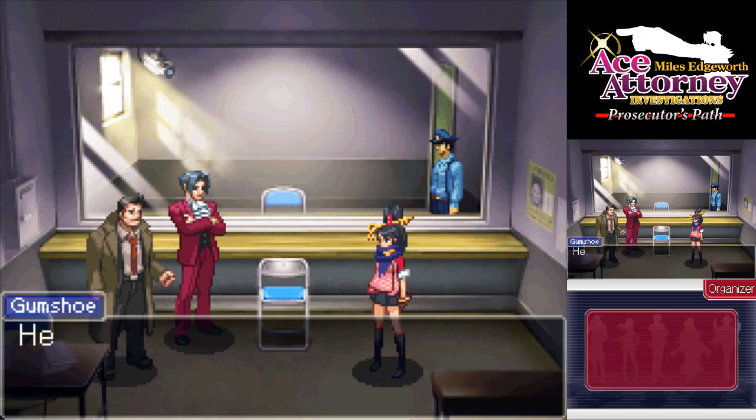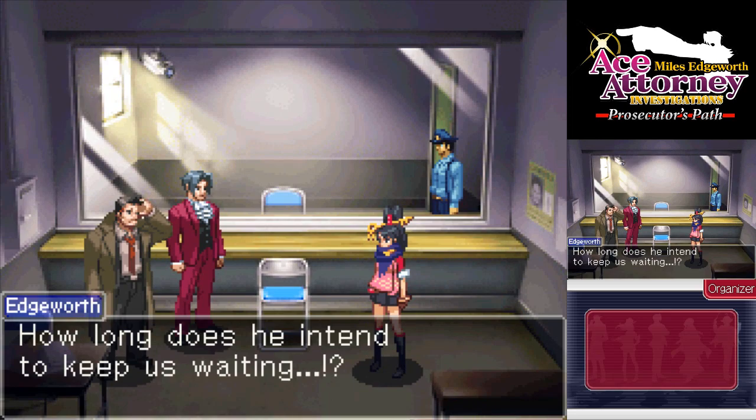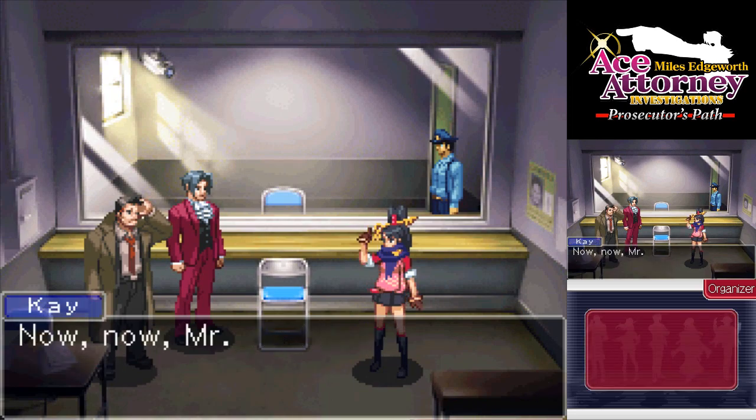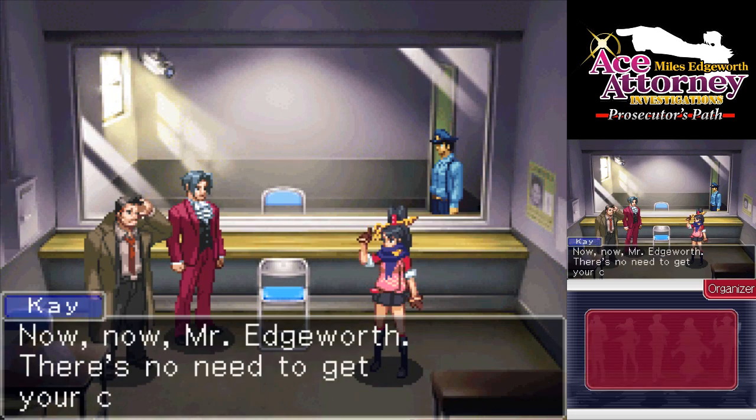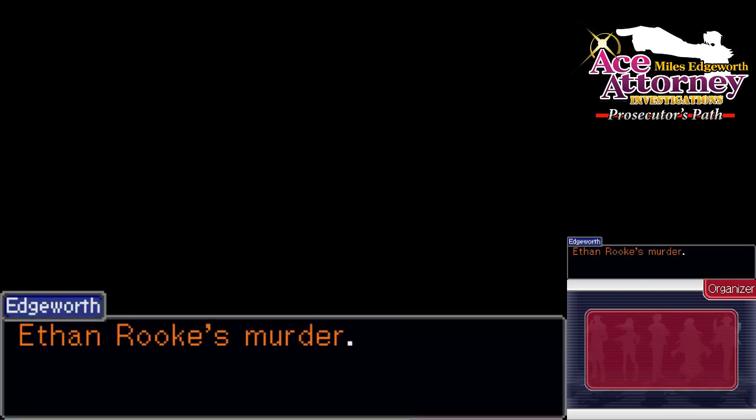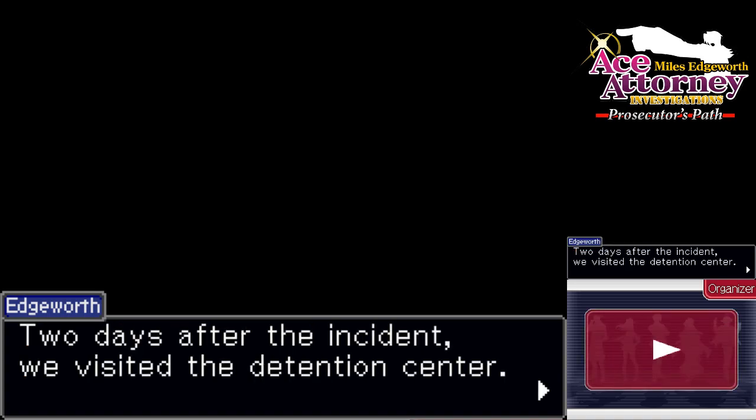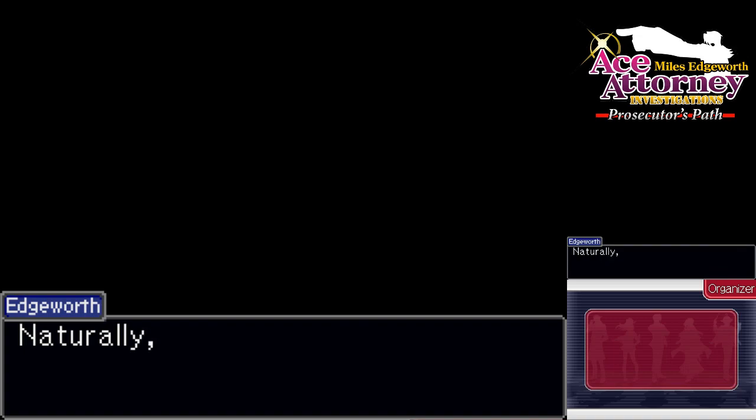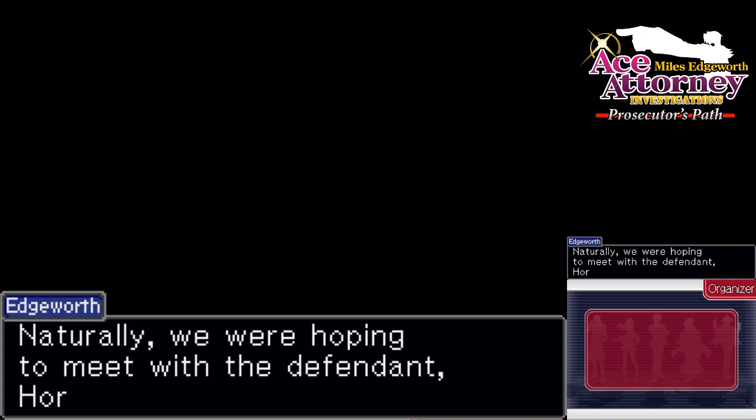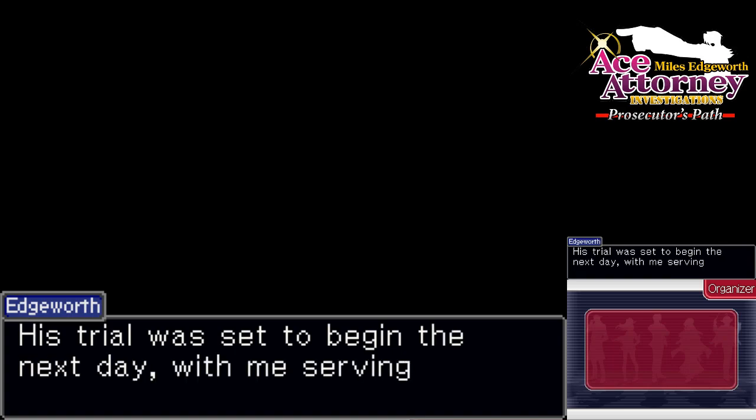He's not coming. He's not coming, sir. How long does he intend to keep us waiting? Now, Mr. Edgeworth. There's no need to get your cravat in a twist. Ethan Rook's murder. 2 days after the incident, we visited the detention center. Naturally, we were hoping to meet with the defendant, Horace Knightley. His trial was set to begin the next day, with me serving as the prosecutor.